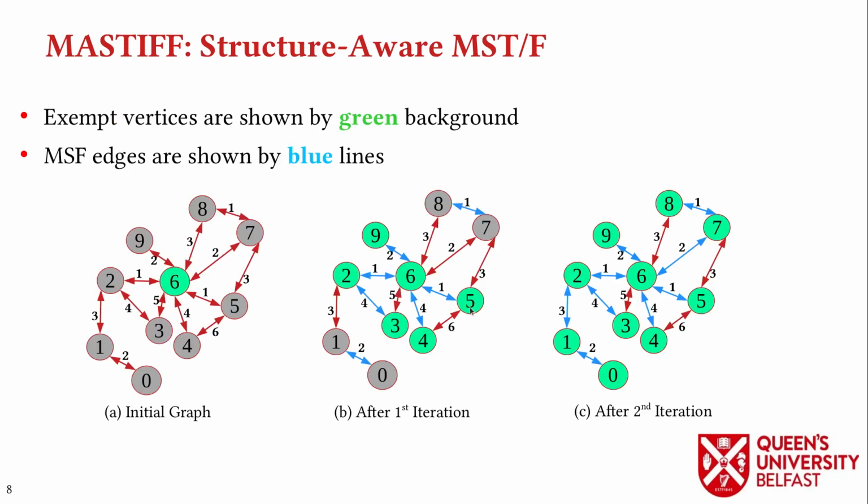As an example, in this graph, the vertex with max degree is initially exempted from processing. After the first iteration, 5 other vertices that are shown with green backgrounds have been attached to the giant component. These vertices are exempted from processing in the next iteration.